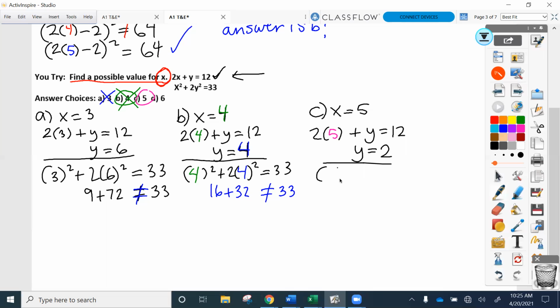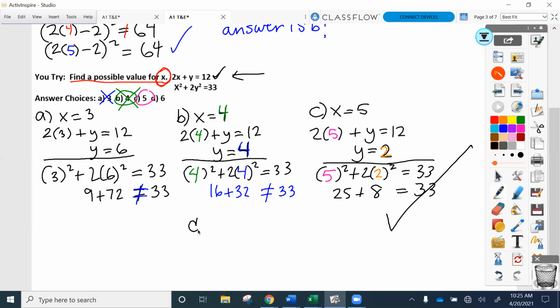All right, so now let's check it in the other equation. Something squared plus 2y squared, does that equal 33? So we know x is 5 and y is 2. So this would be 25 plus 8, and that does equal 33. So this checks out, right? So C is the answer. Pretty cool, right?